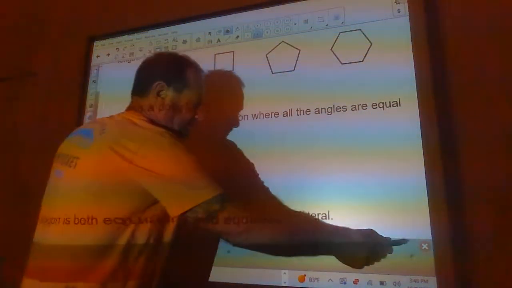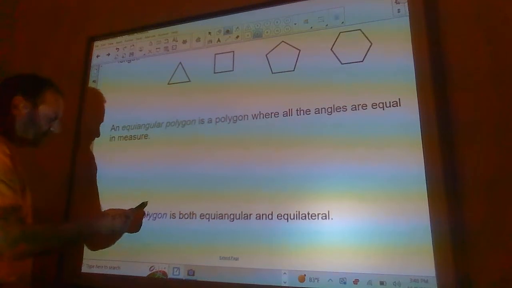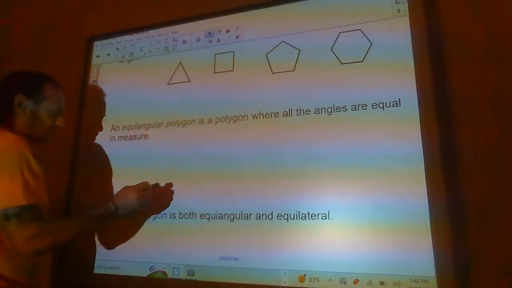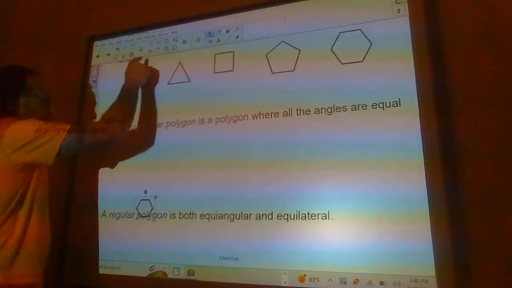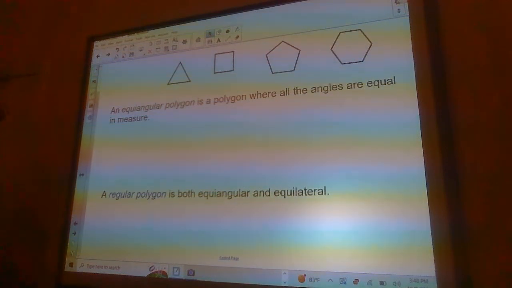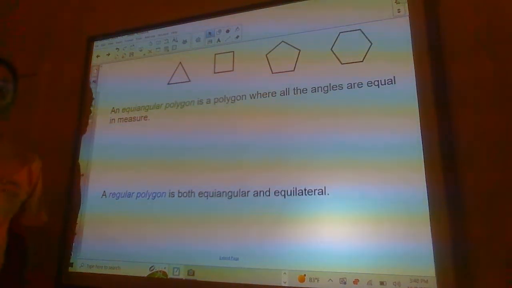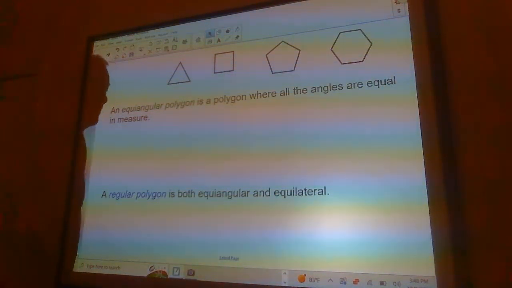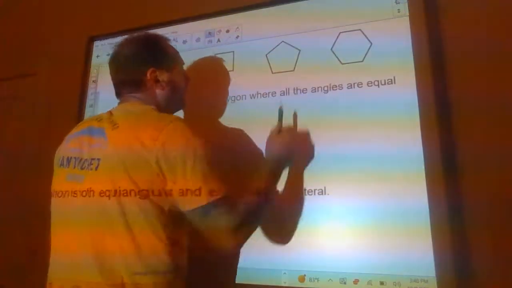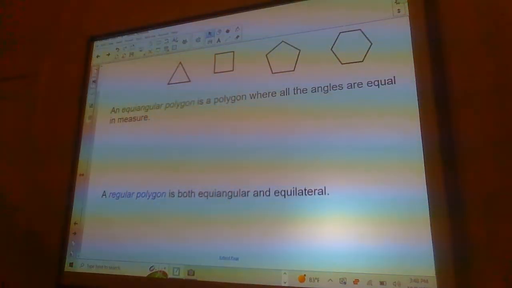A regular, this is an important term right here, a regular polygon is both equiangular and equilateral. It's equilateral and equiangular at the same time. So these right here are all regular polygons.